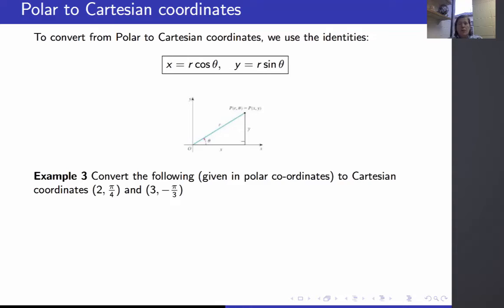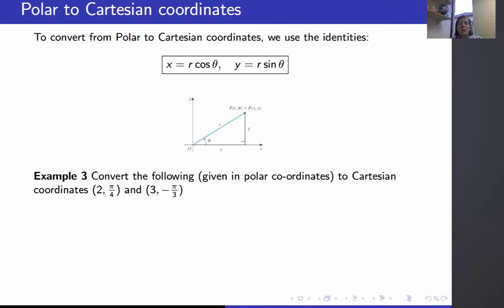Our first task is to learn how to switch coordinate systems. So if we're given the polar coordinates of a point, how do we find the Cartesian coordinates and vice versa? This is a very important thing to learn, and it's something you'll do a lot more of in Calculus 3.